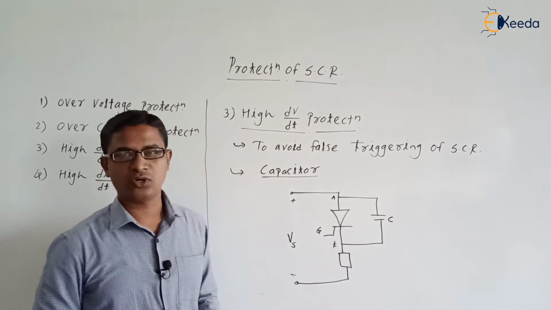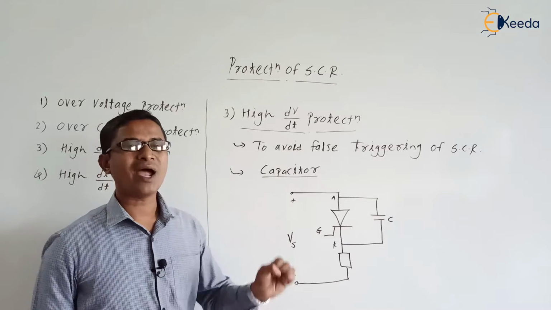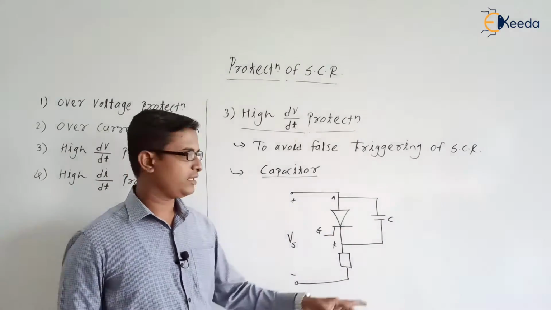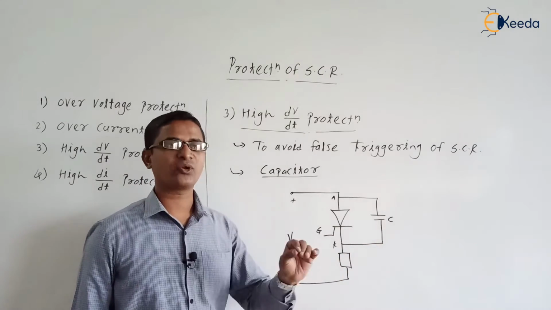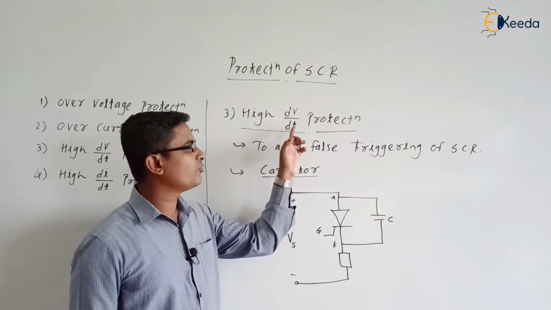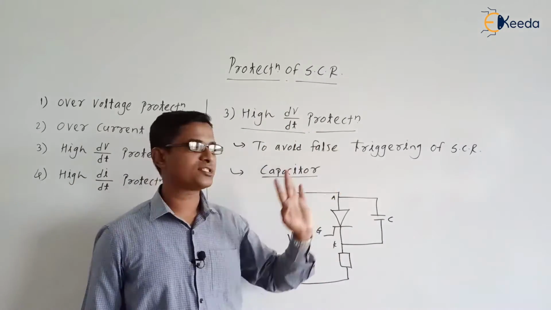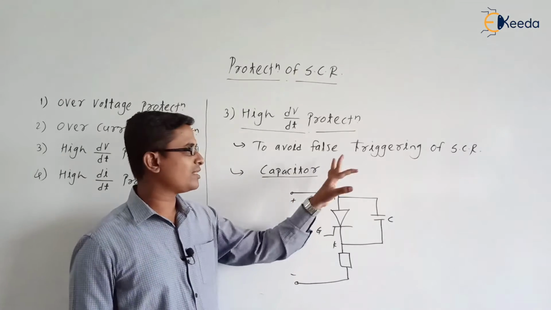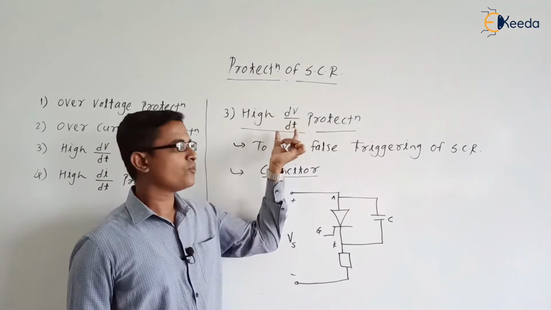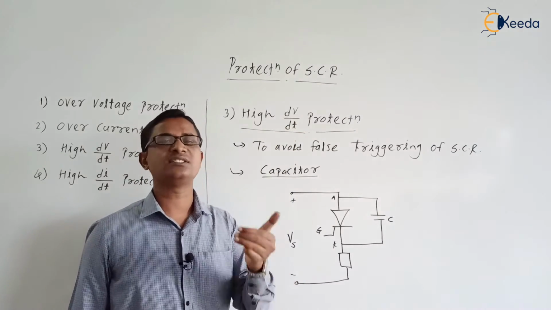Only connecting a capacitor across the SCR is not sufficient. Why it is not sufficient, and which element we need to add in series with the capacitor, we are going to discuss now. So please be careful. The first thing is we need to protect the SCR against high dV/dt in order to avoid false triggering of the SCR. So in order to oppose the dV/dt, we have connected the capacitor, because we know the capacitor is the element which opposes a sudden change in voltage.